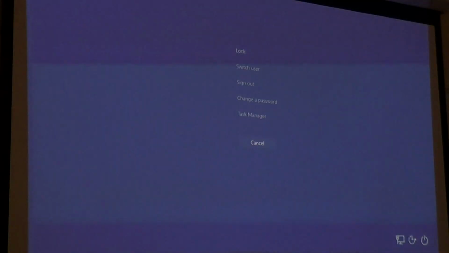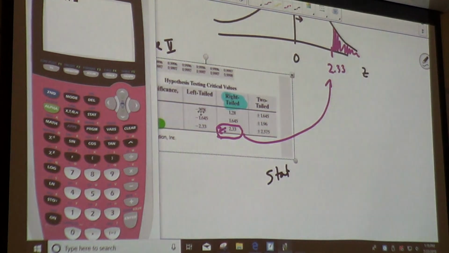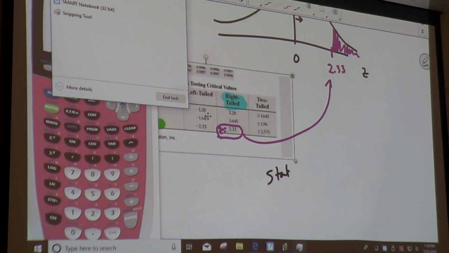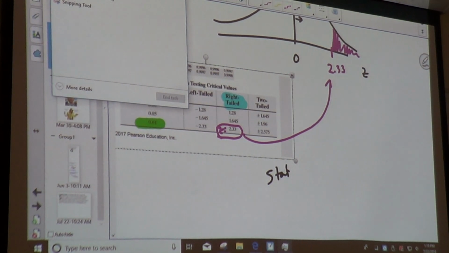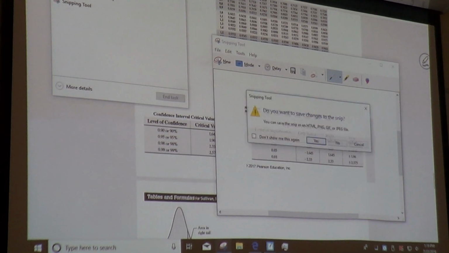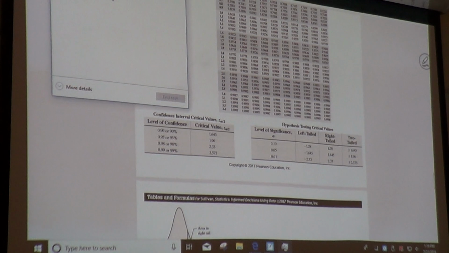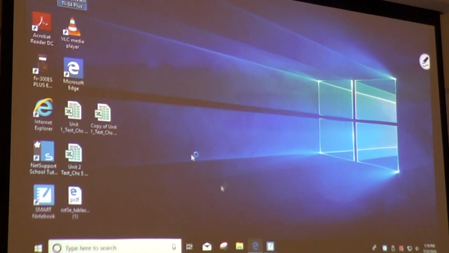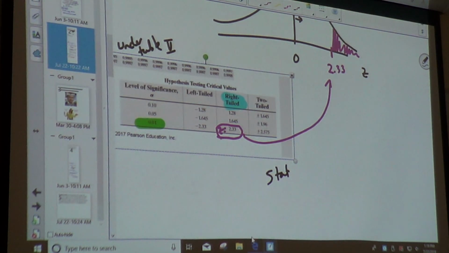Hold on. Task manager. It is not liking me today. Replace some of this stuff and see if that helps. We're going to do number 5.